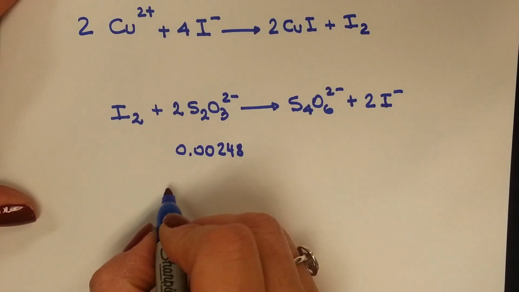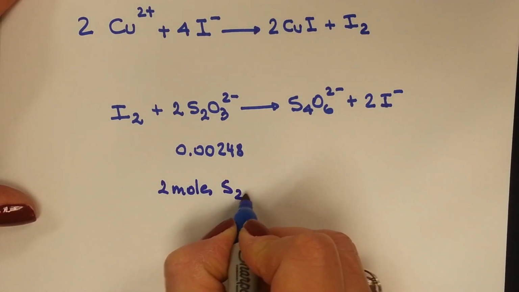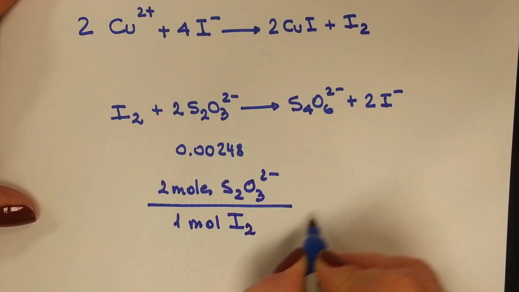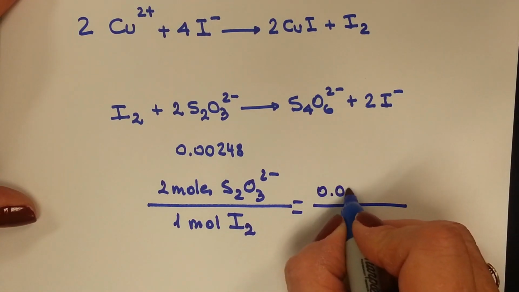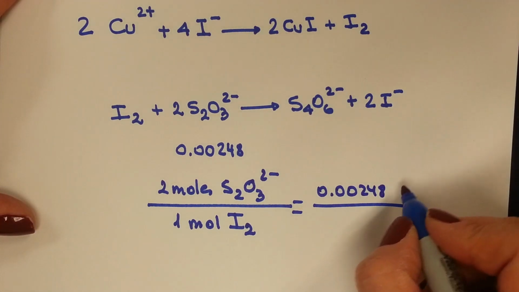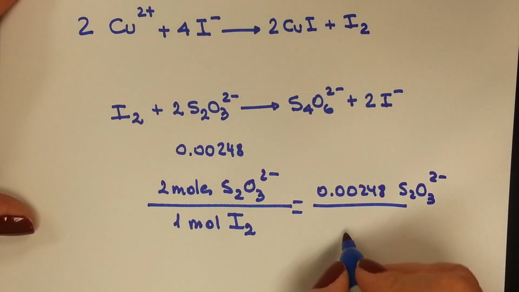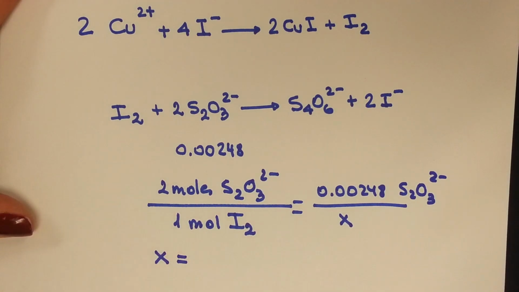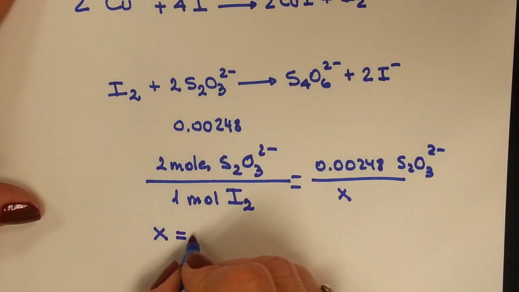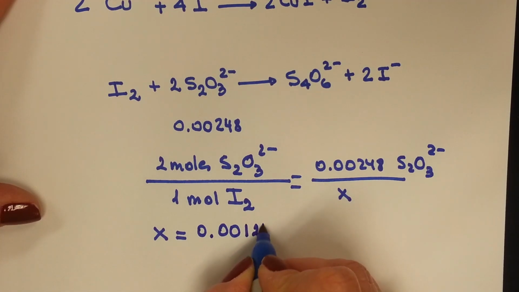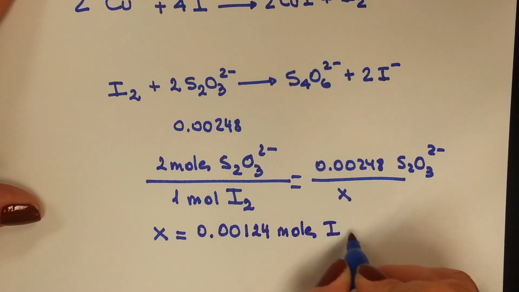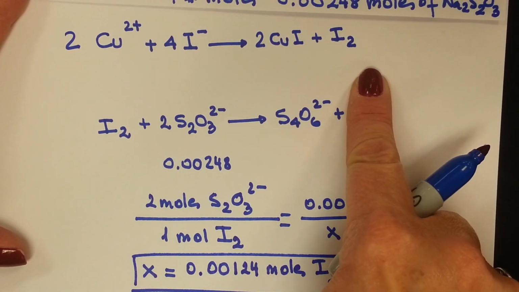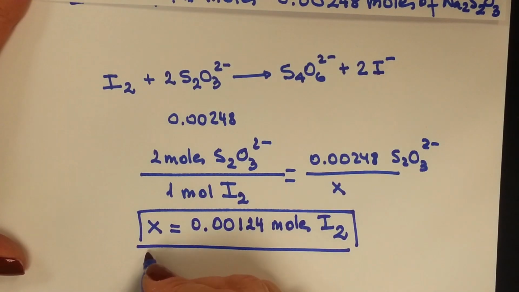We know that two moles of thiosulfate are going to react with one mole of iodine. So 0.00248 moles of thiosulfate are going to react with X. And X, which is the moles of iodine that was reacting with the thiosulfate, is going to be 0.00124 moles of iodine. So this is the amount of iodine that was produced by the copper in the first reaction.